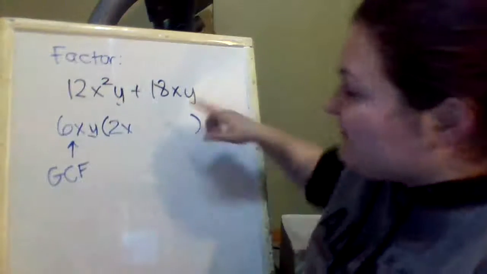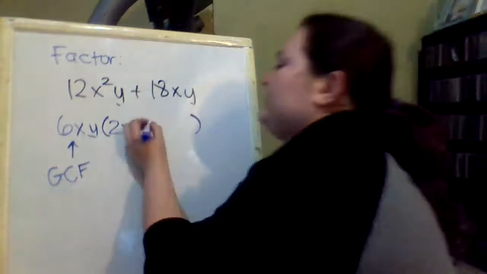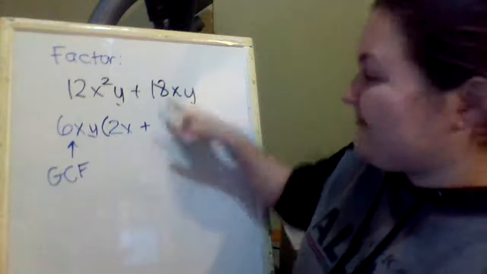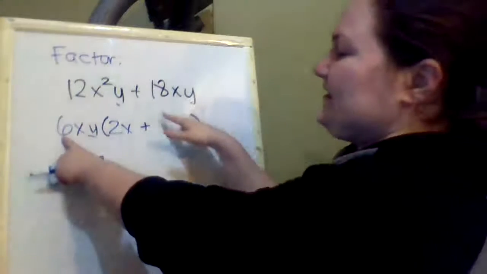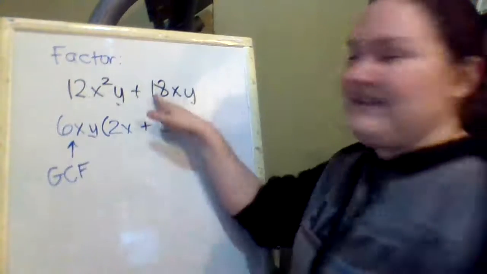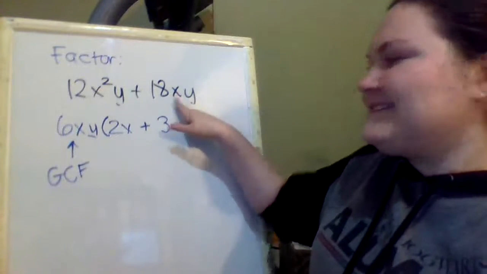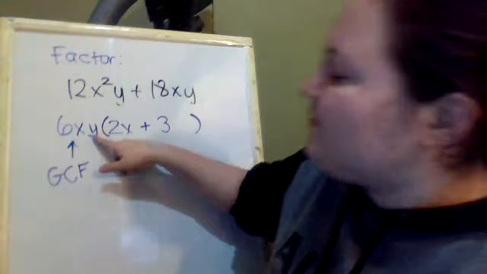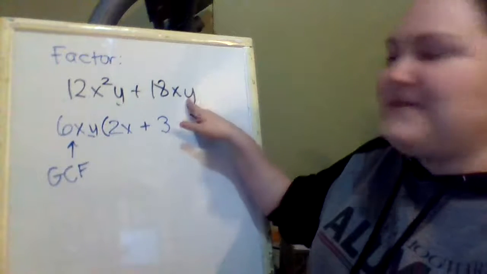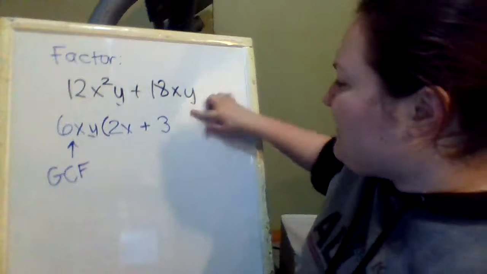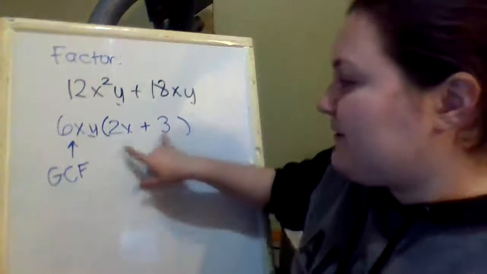We're going to do the same thing for the second part. For the second part, we'll say 6 times what gives us 18? Well, 6 times 3 gives us 18. We could say x times what gives us x? We don't need any more variables. y times what gives me y? Well, I don't need any more variables. So I'll move my parenthesis over a little bit. So this is one way you can figure out what goes inside.